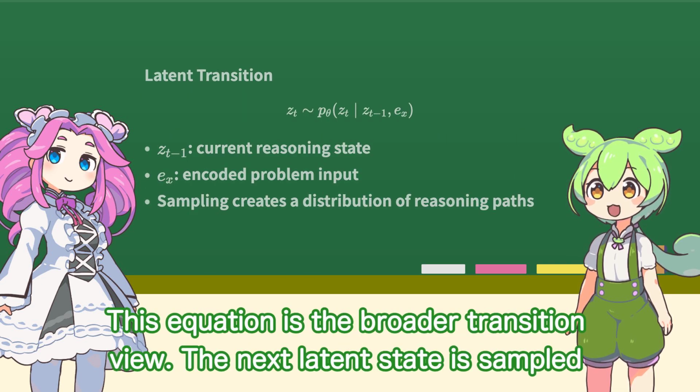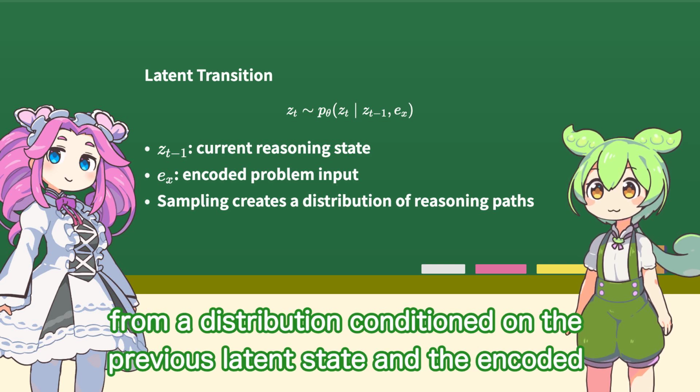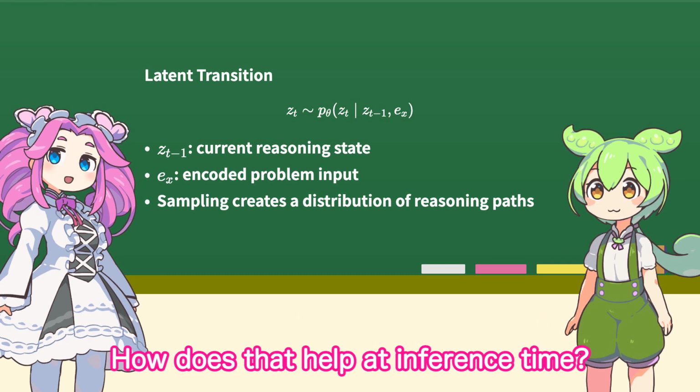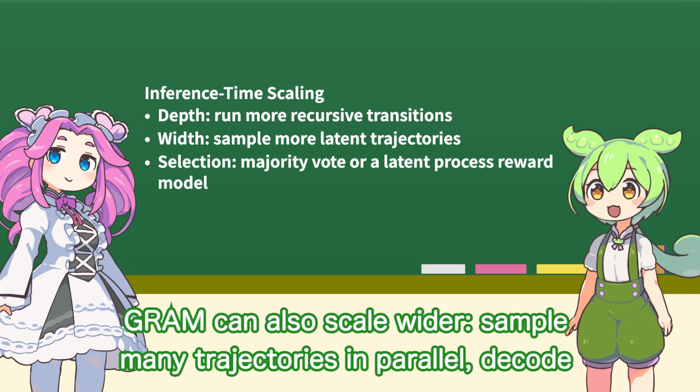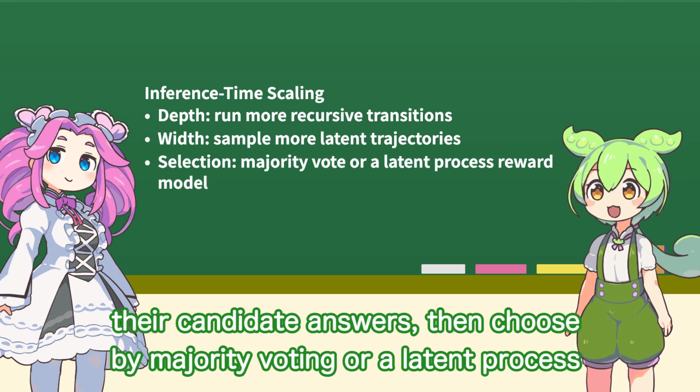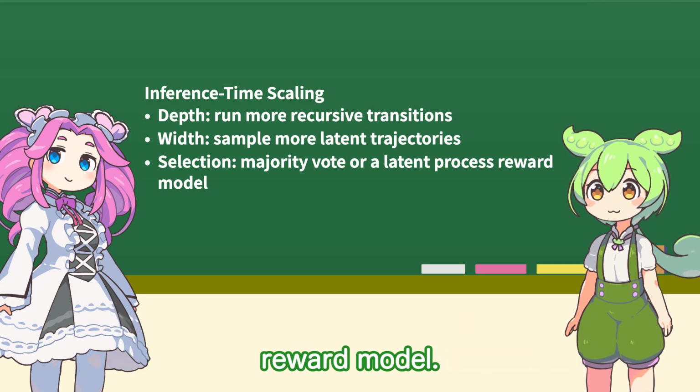This equation is the broader transition view. The next latent state is sampled from a distribution conditioned on the previous latent state and the encoded input. How does that help at inference time? Deterministic recursive models can mostly scale by running deeper. GRAM can also scale wider. Sample many trajectories in parallel. Decode their candidate answers. Then choose by majority voting or a latent process reward model.